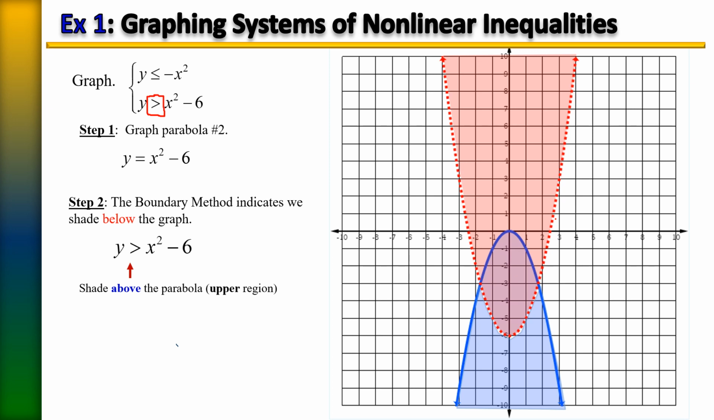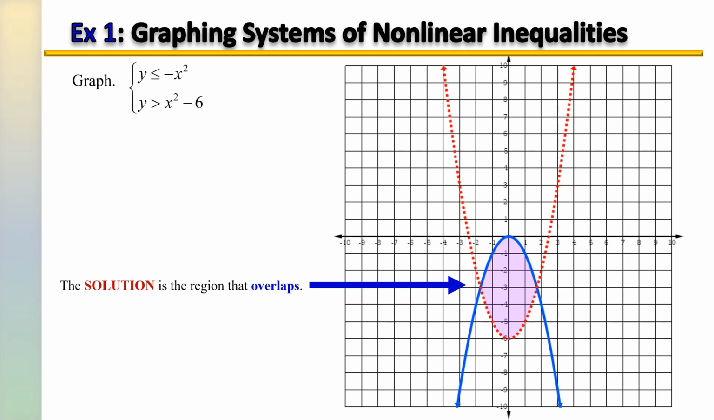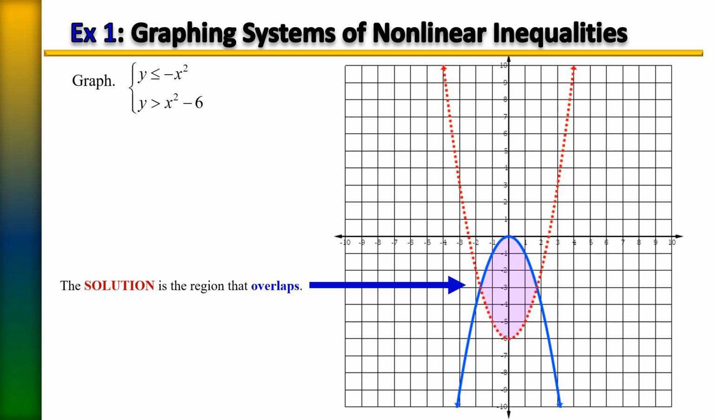Now, when you have systems of inequalities, your solution is not everything that you shaded. Your solution is just the overlapping part. In other words, you're looking for the region where you shaded it blue the first time, and then the second time around, on top of that, you shaded it red, the overlapping part. That's your solution. If we were to erase everything else that's not the solution and leave just the solution, it's going to look like so. So again, graphing systems of nonlinear inequalities, your solution is the region that overlaps.